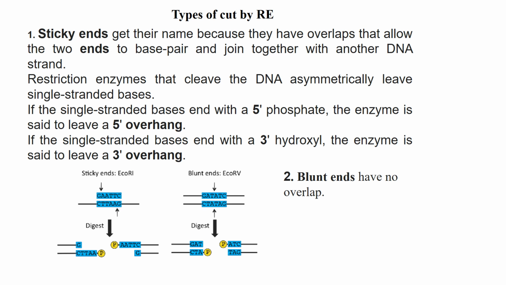The second cut is blunt end cut. When you allow Eco R5 to digest the DNA, it produces no overlap cut. It produces a symmetric cut. This is known as blunt end cut. And these are the two types of cut produced by restriction endonuclease.